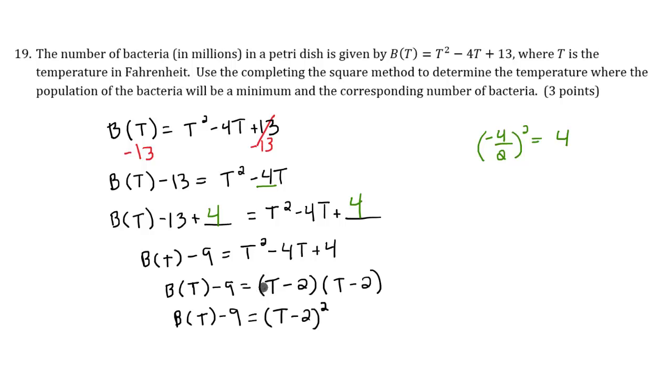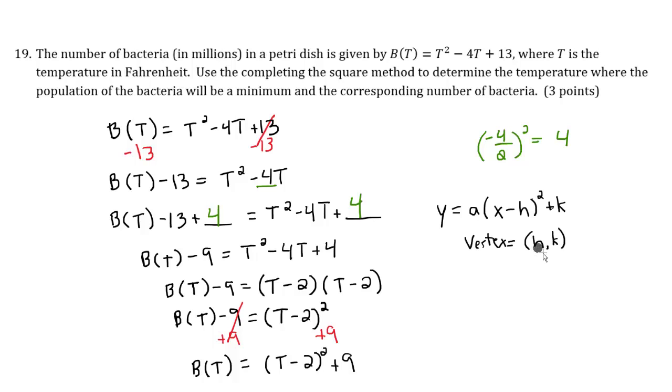And the last thing that I want to do here, because I want to put it in the vertex form, and I'll explain that in a minute, is add 9 to both sides. So I do that, this cancels out, and now I'm left with this equation. And this resembles vertex form, and if you recall, vertex form is written like this, where h comma k is going to be our vertex of the parabola.